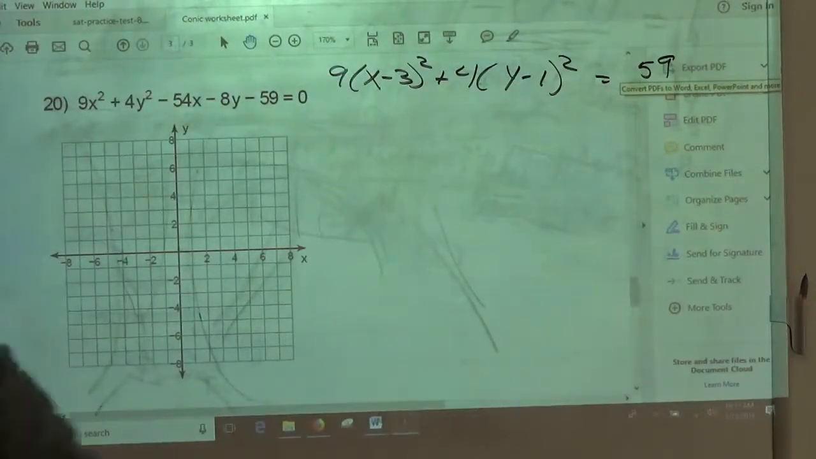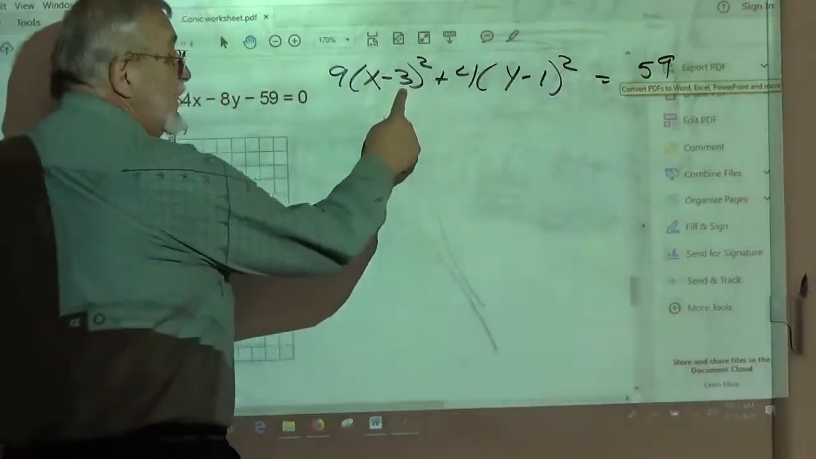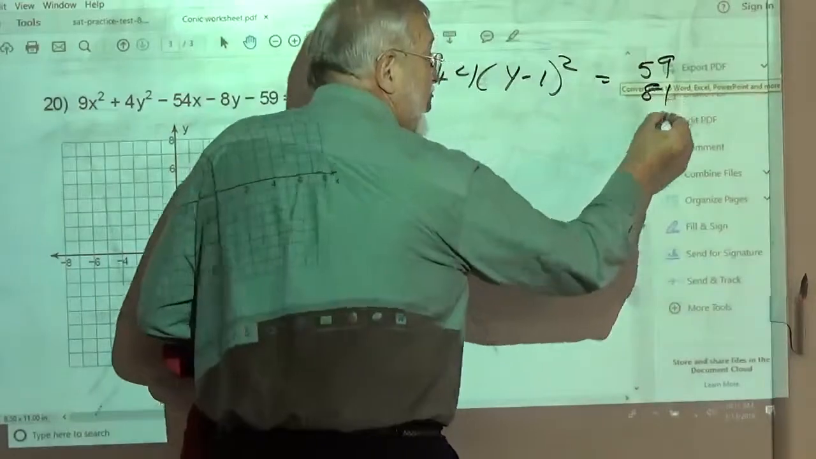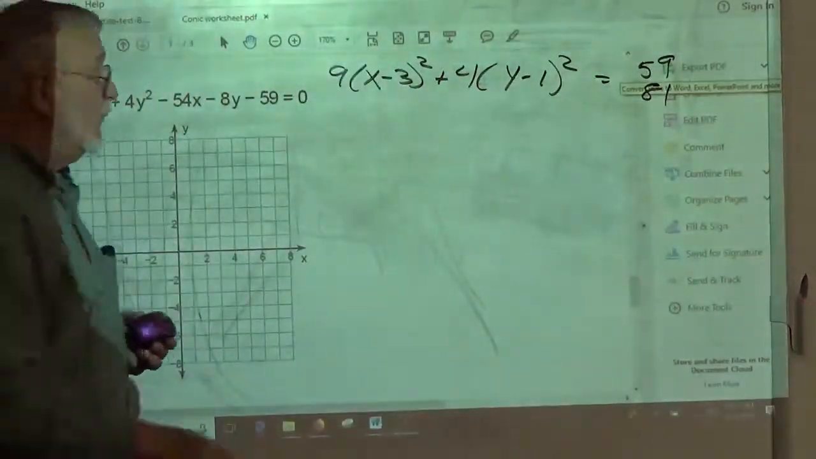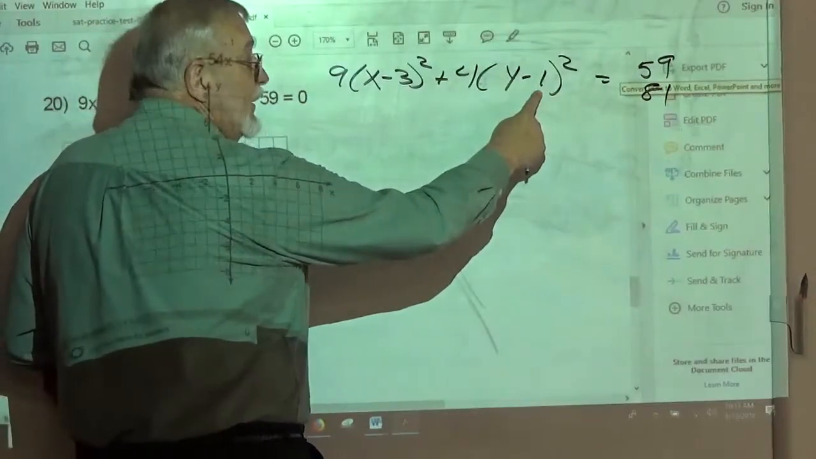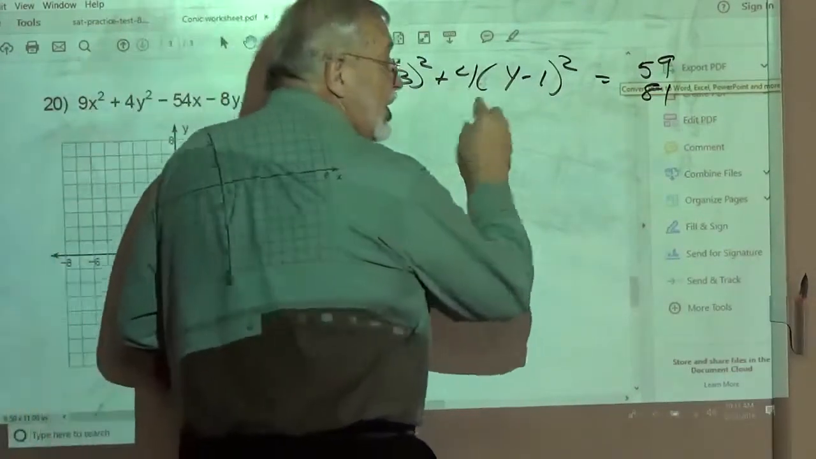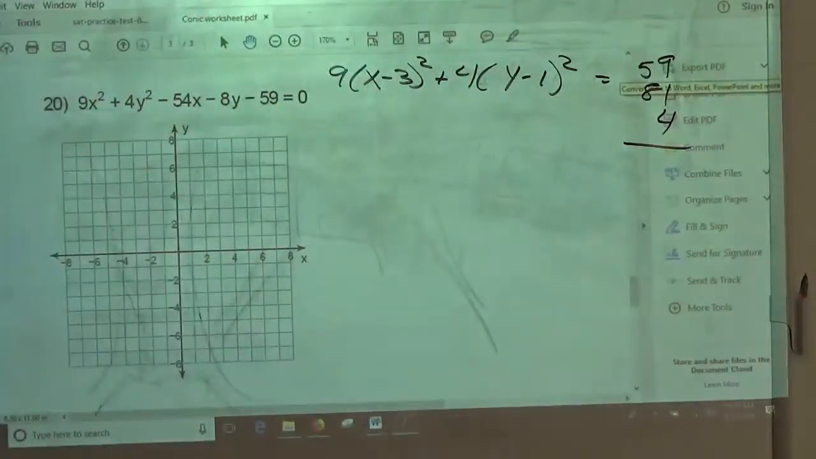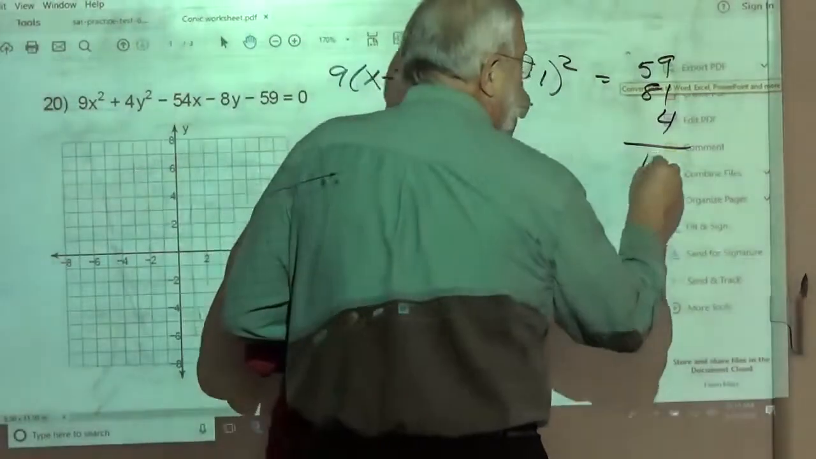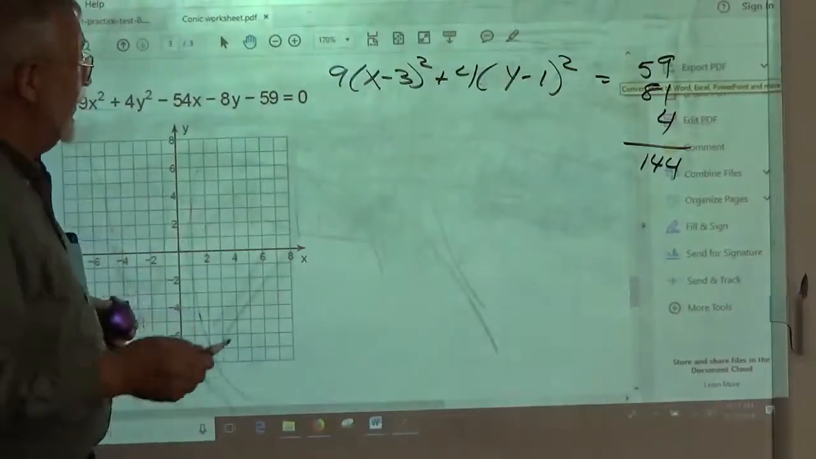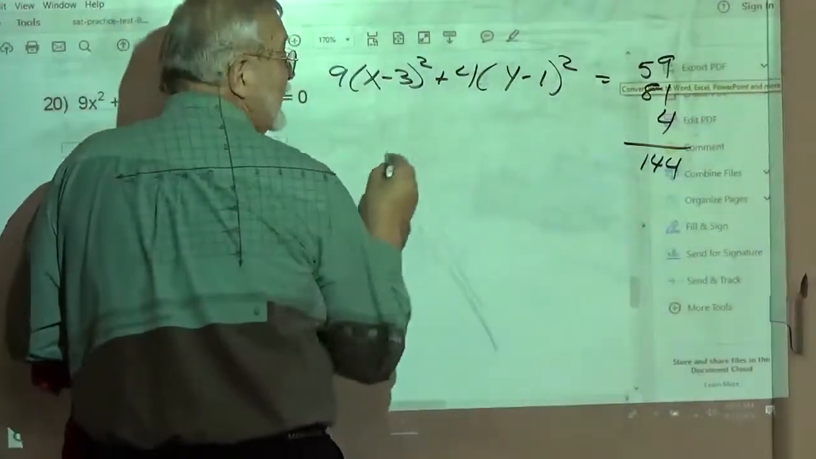What is 3 times 3? 9 times 9 is 81. So I've added an extra 81. What about over here? 1 times 1, 1 times 4 is 4, so I've added an extra 4. Now, add those up. It looks like 144. Oh, isn't that nice? Because what's 144? 12 times 12. But now I can divide.